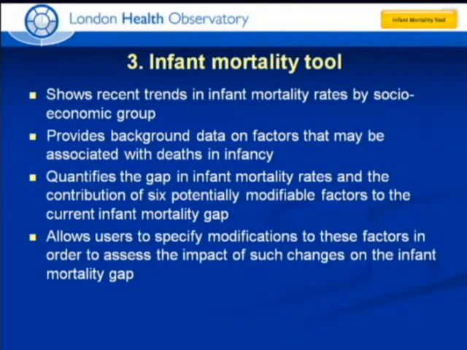What the infant mortality tool does is it shows recent trends in infant mortality by socio-economic group. It provides background data on factors that may be associated with deaths in infancy. It quantifies the gap in infant mortality and also the contribution of 6 potentially modifiable factors to the infant mortality gap. And again, it allows users to modify those factors and assess the impact on infant mortality if they were to do that.